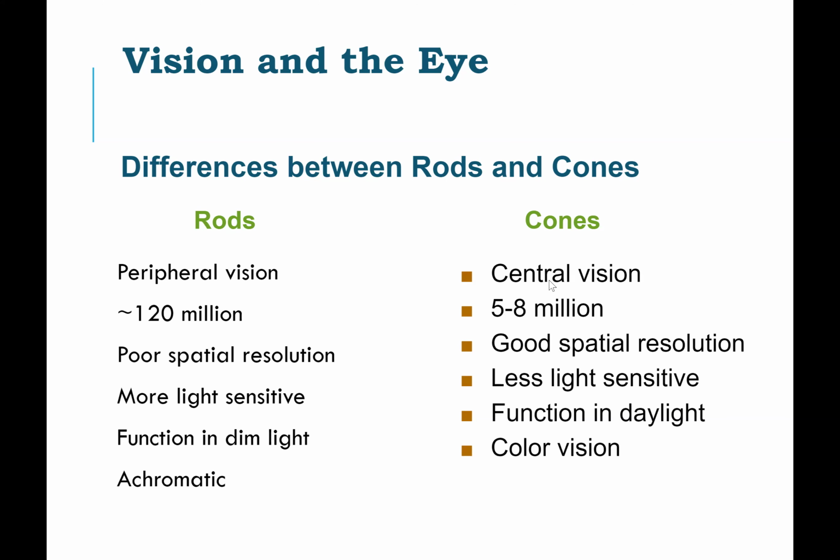Cones mediate central vision, which is the foveal vision. There are 5 to 8 million of them. They have very good spatial resolution. They're not losing any details because they're not doing any averaging. They're less light sensitive, they function in daylight, and they mediate color vision.